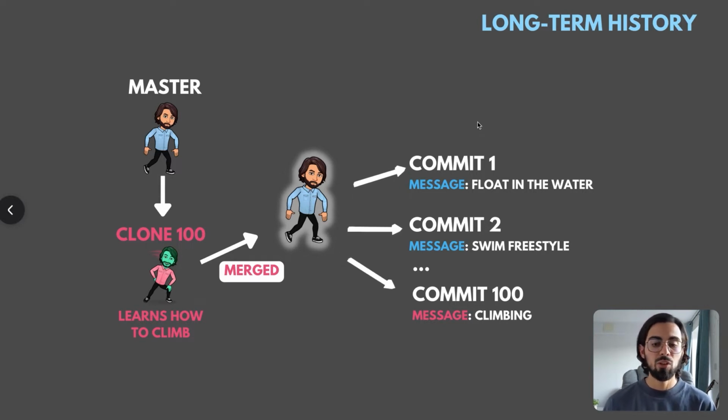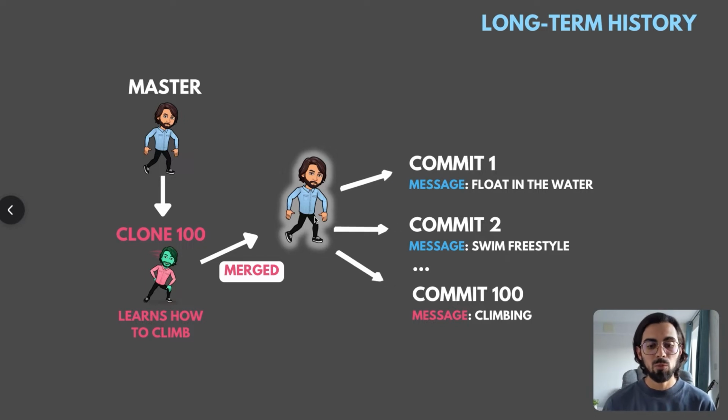Okay, so another benefit is long-term history, and this is very similar to traceability in a way that we can keep track of our commits. In this case, we have our master branch. We have created a new branch. In this case, this is like the 100th branch we have created, and with this branch we want to learn how to climb. So let's say we have created all our code there, we have developed what we needed, and we have merged this back to master.